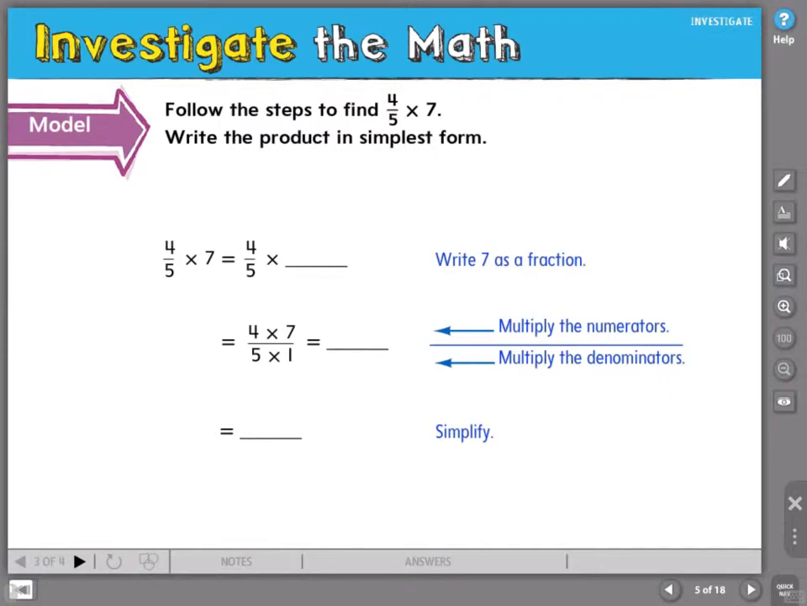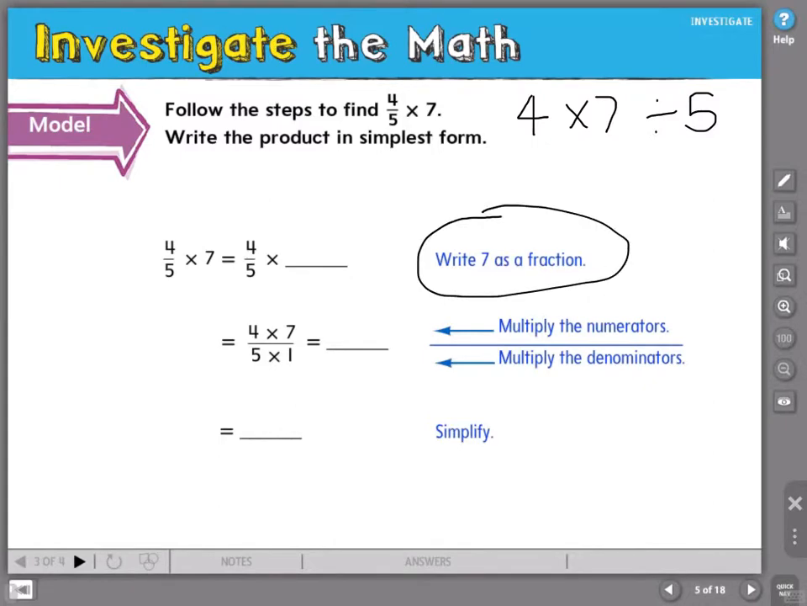Let's see if we can simplify that a little bit. We're going to follow the steps to find 4/5 times 7. And I know that's going to be the same thing as 4 times 7 divided by 5. Well, one way I can simplify that is to write 7 as a fraction. 7 is a whole number, but it can also be represented as 7 over 1. So now I can just multiply the numerators. 4 times 7 is 28.